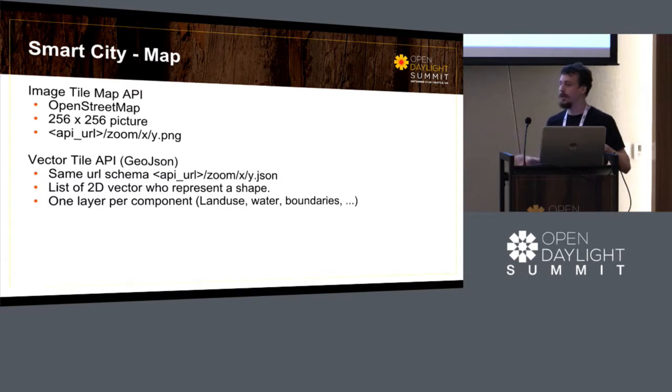And when you just connect those vectors together, we're able to make a shape. The interesting part of the vector tile API is that if you have one layer per component, when you use the image tile API, you have everything: the boundary, the lake, the highway, the road, every piece of information will be there. So you can have maybe too much information. With the vector tile API, you can just fetch what you need, build the image yourself, and show it.